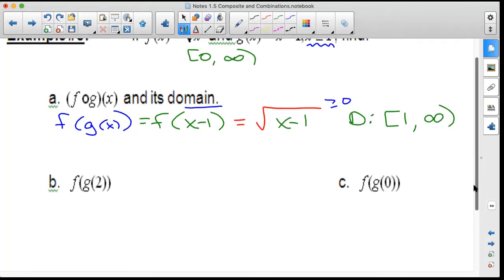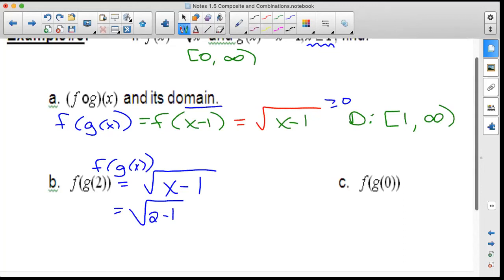Okay, don't think too hard here. We just found f of g of x. What do you do with the 2? Grant, what do you do with the 2? Plug it in for x. So if I plug it in for x, I get, yeah, what is the square root of 1? 1. So for f of g of 2, take the f of g of x equation and plug in 2.